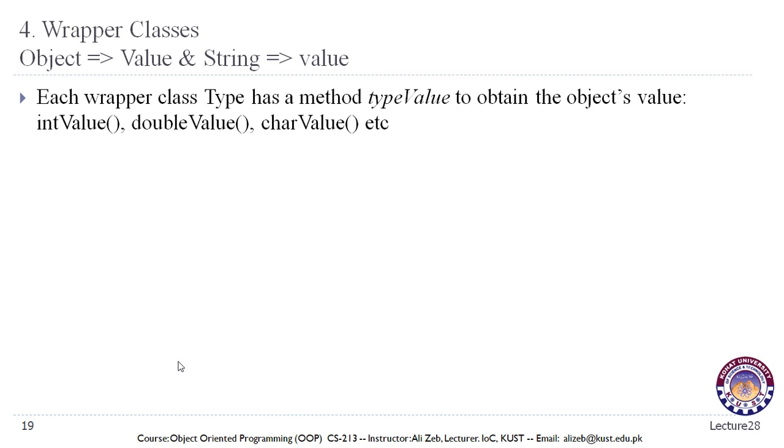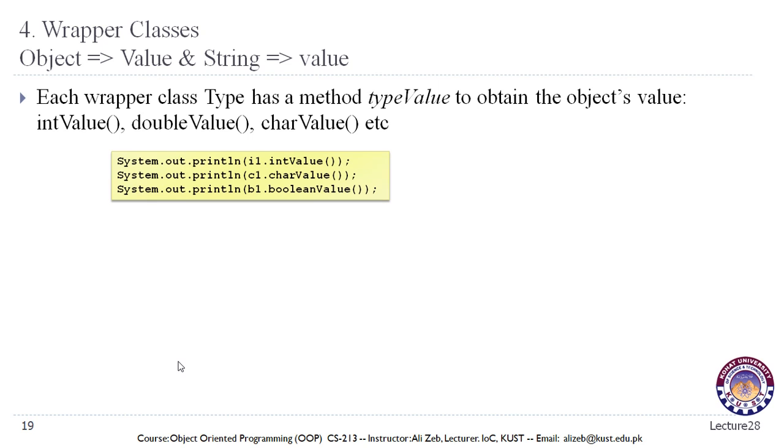Each wrapper class type has a method typeValue to obtain the object's value: intValue, doubleValue, charValue, etc. So if you want to get the value of the object, then you can use intValue for the Integer object, charValue for the Character object, and booleanValue for the Boolean object, and the values of these objects will be returned.